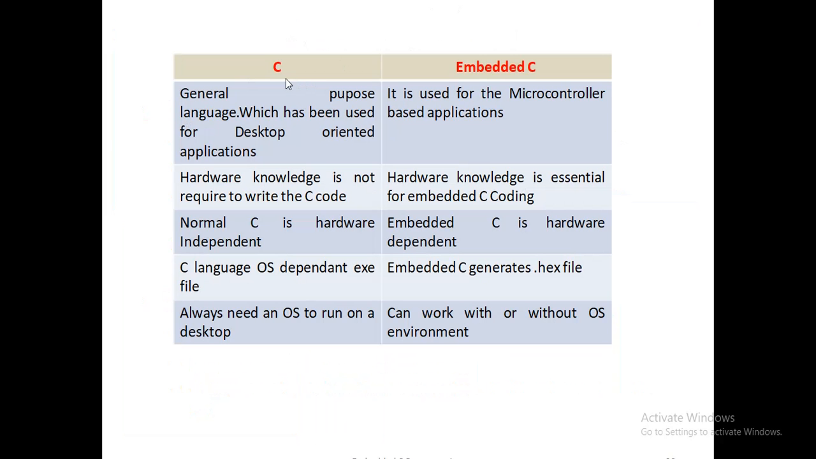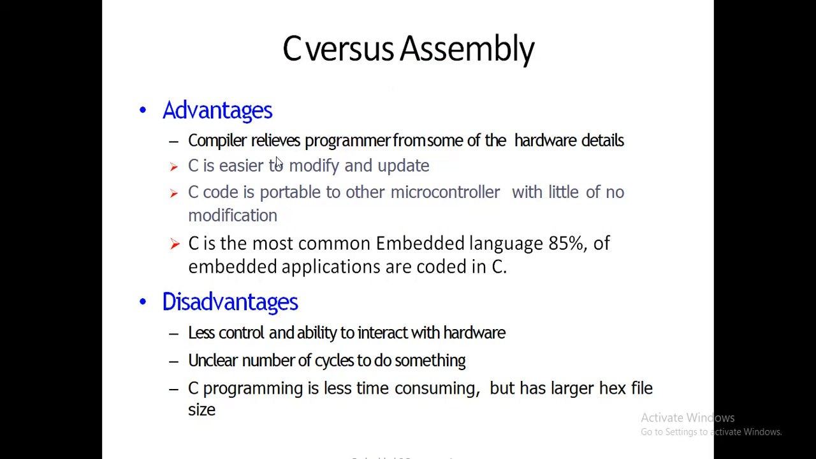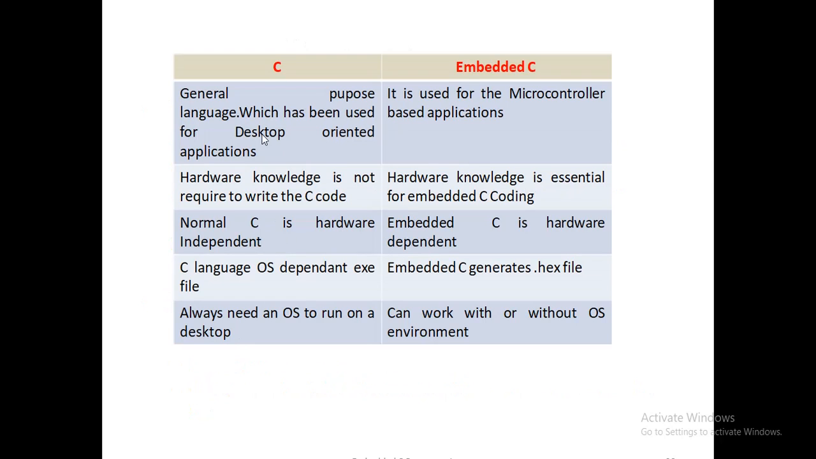This is the difference between C and embedded C. Earlier it was embedded C versus assembly; this is C versus embedded C. This is the general C we use for general purpose microprocessors, but embedded C is used for microcontroller based applications. For writing C language, which you studied in the first year BTech courses, hardware knowledge is not required to write the C code.